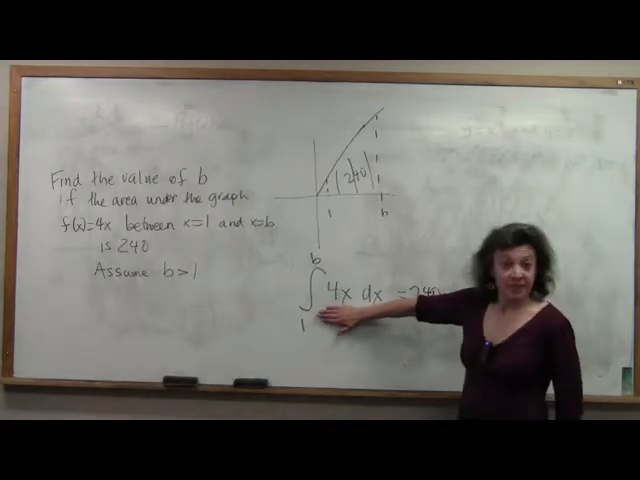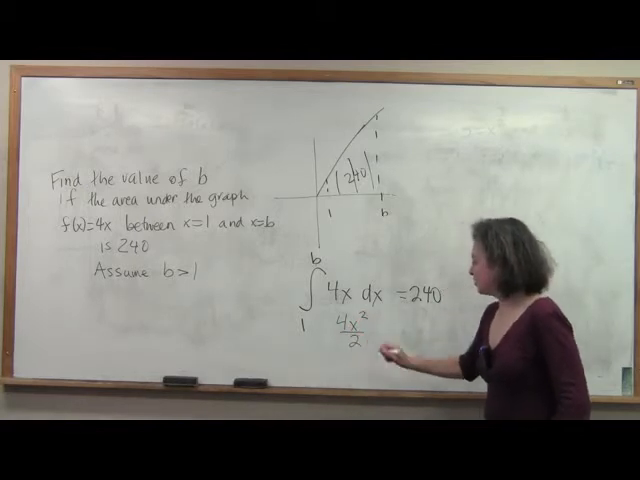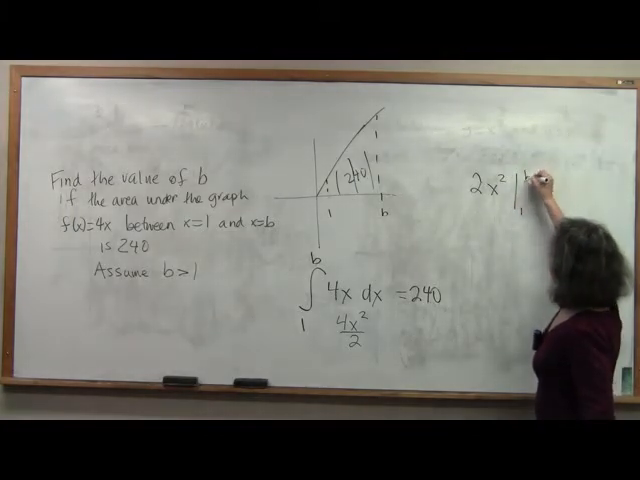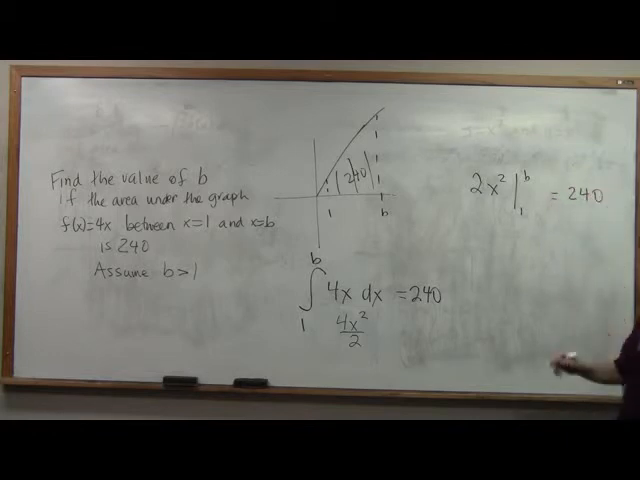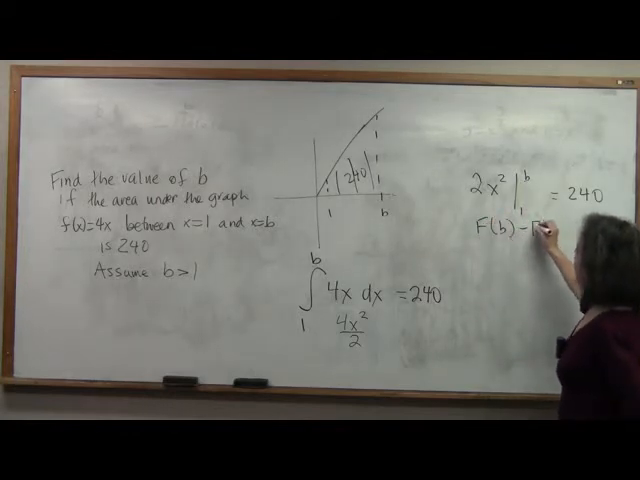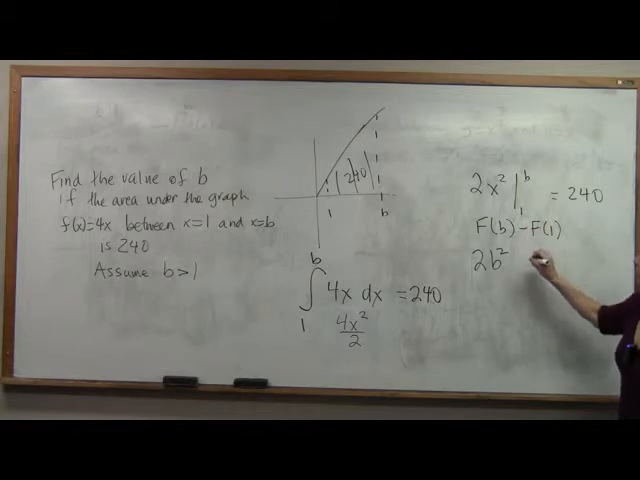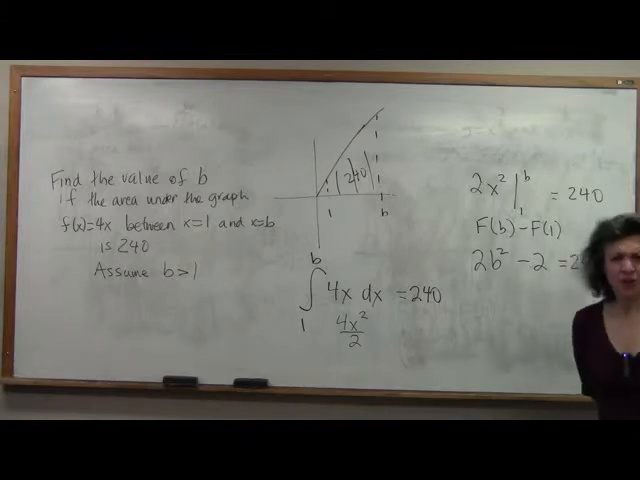Okay, let's go through and do this. What can we do here? The first thing we would do is take our antiderivative. You get 4x squared over 2. Therefore, my antiderivative is 2x squared. We're going to evaluate that from 1 to b, and we already know that that's going to be equal to 240. Well, what do we get when we evaluate it from 1 to b? Well, f of b minus f of 1. So that's 2b squared, and if you plug 1 in here, you're going to get minus 2 is 240. Is this something we can solve? Totally.